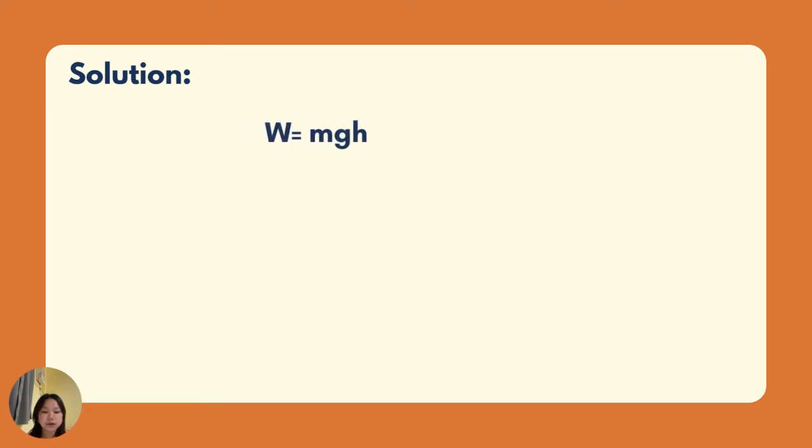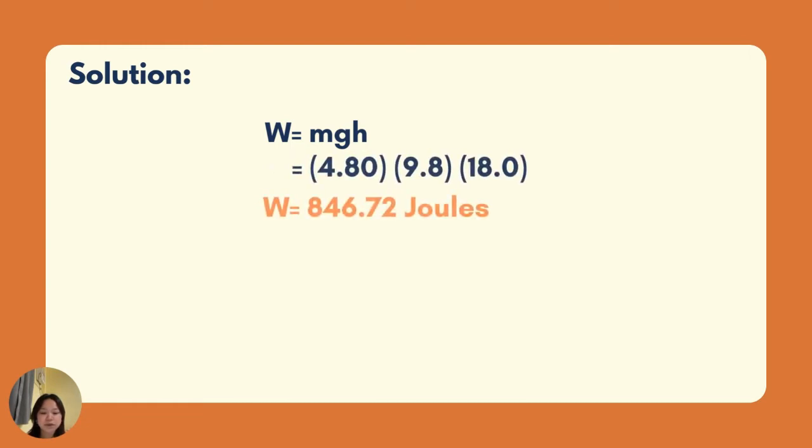For this problem, we are going to utilize the formula for the work done on the mass, which is W equals Fd equals mgh, where m is our mass, g is our gravity, with a given value of 9.80 meters per second squared, and h is our height. With our given, we input it like so to our formula, which yields 846.72 joules.